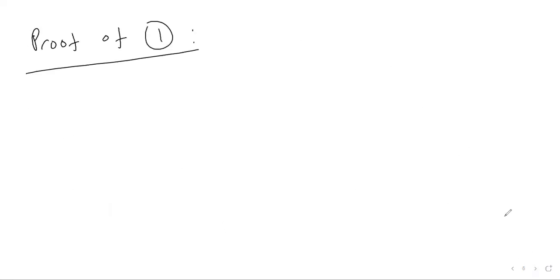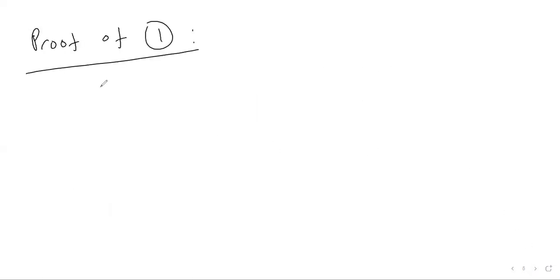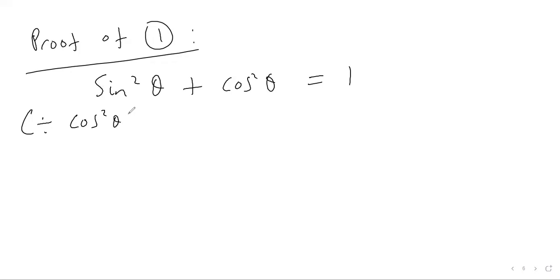So let's look at proving the first identity. 1 plus tan squared equals sec squared. The way we do this is we start off with our identity that we proved yesterday, sine squared plus cos squared is equal to 1. And what we do is we divide both sides of the equation by cos squared theta.